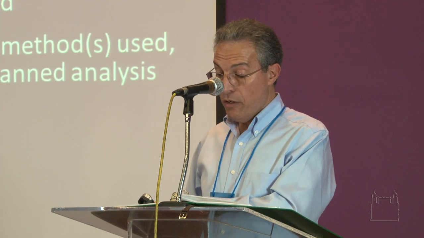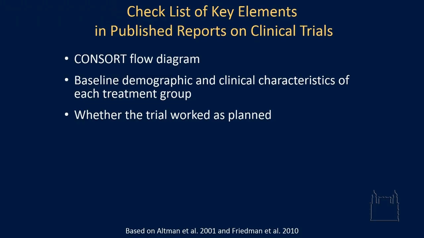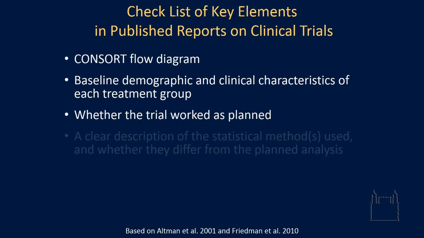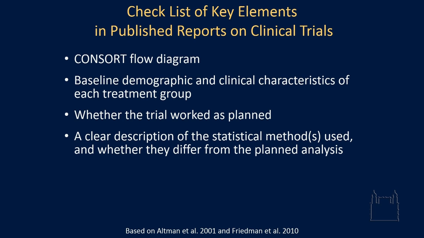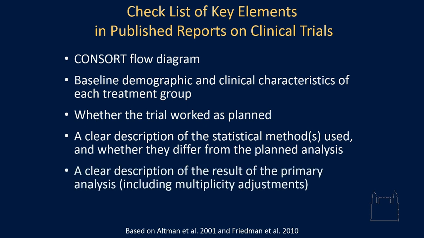You want to say whether the trial worked, a clear description of the statistical method used and whether they differ from the planned analysis, basically be transparent, and a clear description of the results of the primary analysis, including multiplicity adjustment. Do you know what multiplicity adjustment is?